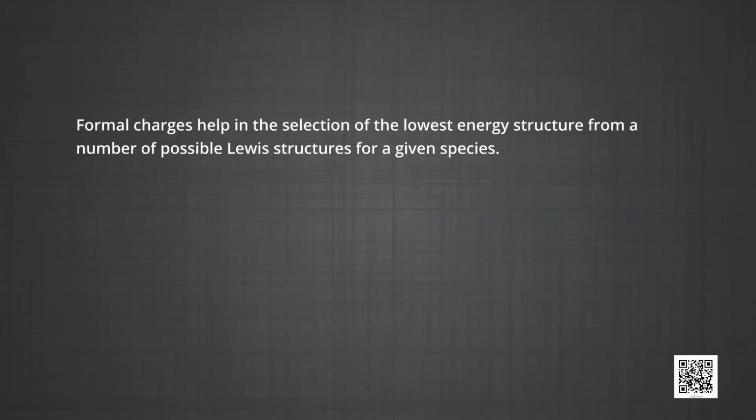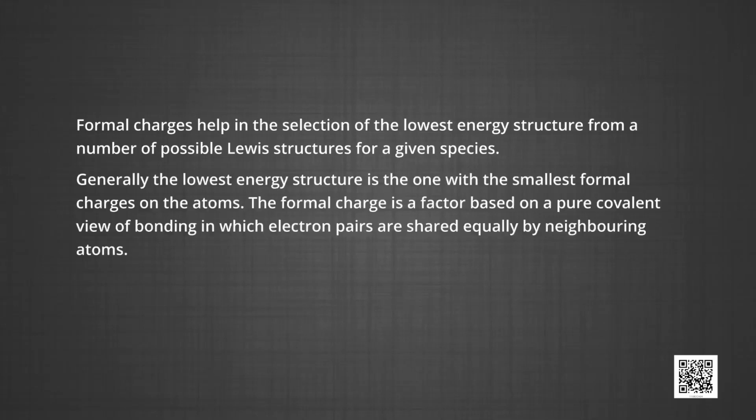We must understand that formal charges do not indicate real charge separation within the molecule. Indicating the charges on the atoms in the Lewis structure only helps in keeping track of the valence electrons in the molecule. Formal charges help in the selection of the lowest energy structure from a number of possible Lewis structures for a given species. Generally, the lowest energy structure is the one with the smallest formal charges on the atoms. The formal charge is a factor based on a pure covalent view of bonding in which electron pairs are shared equally by neighboring atoms.